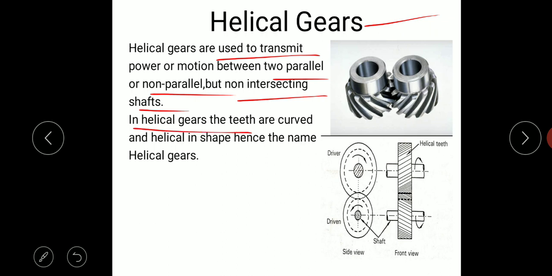In helical gears, the teeth are curved and helical in shape, hence the name helical gears. The applications of the helical gears are, they are used in high speed stages of automobile gearbox and also in steam and gas turbines.